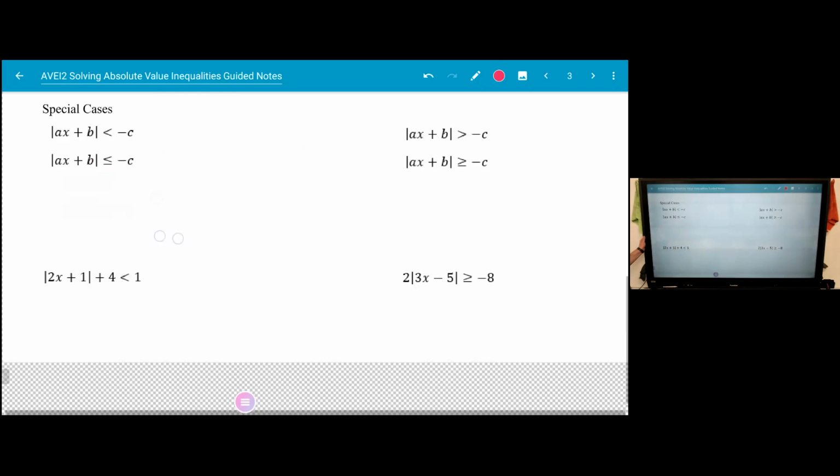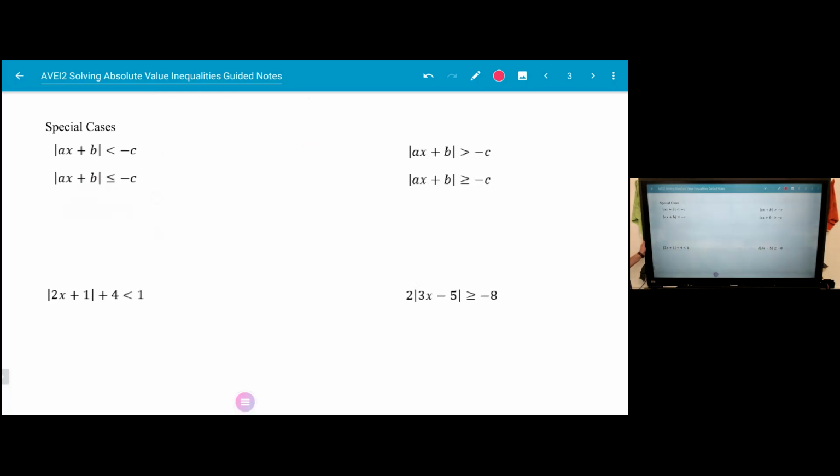Special cases. The absolute value of ax plus b is less than a negative number, or less than or equal to a negative number. So let me just kind of draw this out. Here, bringing it back to our transformations of graphs. Once we've got it to this point, this ax plus b, the only thing that it can do is shift it left and right, or make it wider or narrower horizontally. That's the only thing that it can do, because we've isolated, we've taken out all the vertical stretch, compression, reflection, and the vertical translation.